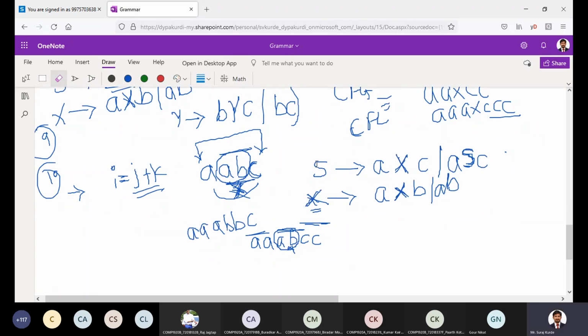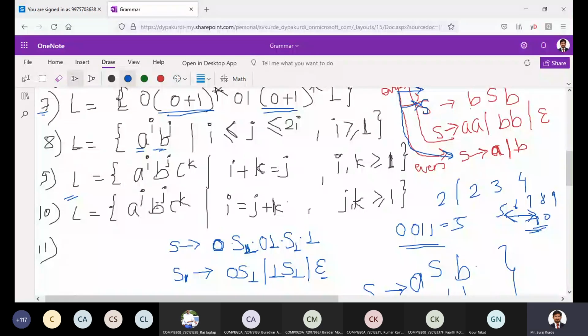So these are the production rules for this. You can change this part, this condition, and you will get variations. J is equal to I plus k, I is equal to j plus k, k is equal to I plus j, anything, whatever you want to write.